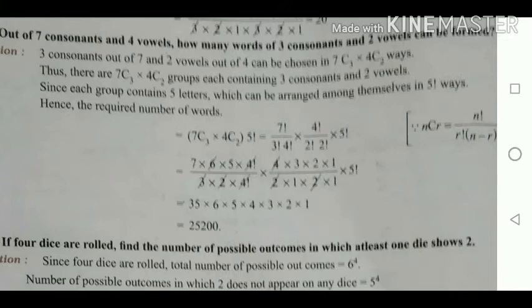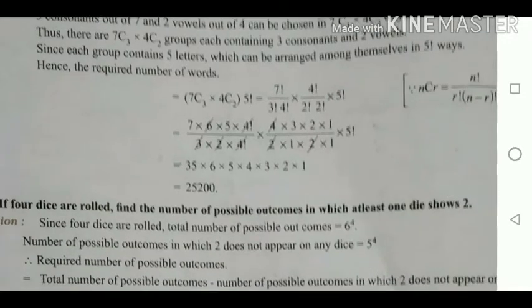Since each group contains 5 letters, which can be arranged among themselves in 5 factorial ways. That is, each group contains 5 letters, meaning 3 consonants and 2 vowels. Hence the required number of words equals 7C3, that is 3 consonants from 7 consonants, into 4C2, that is 2 vowels from 4 vowels, into 5 factorial.